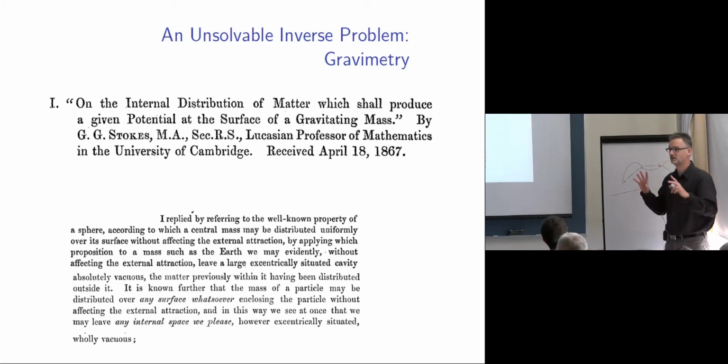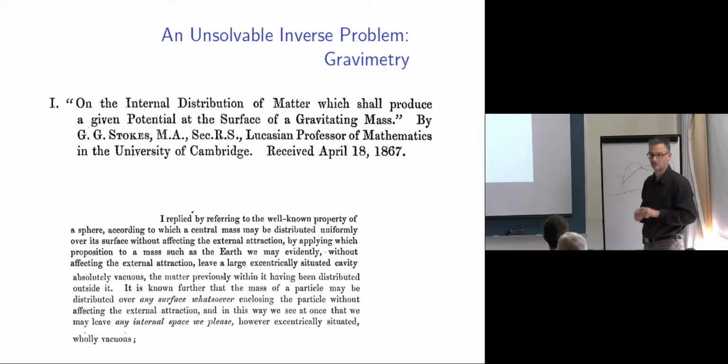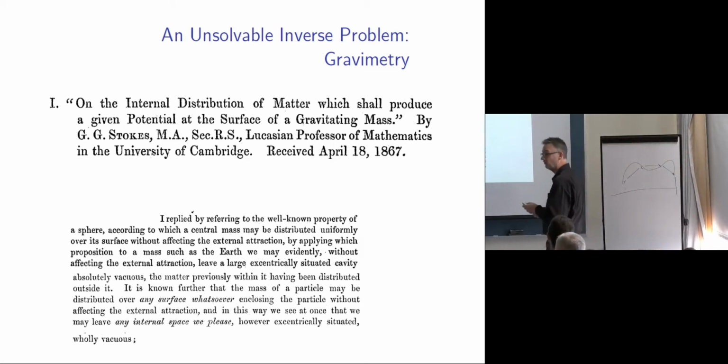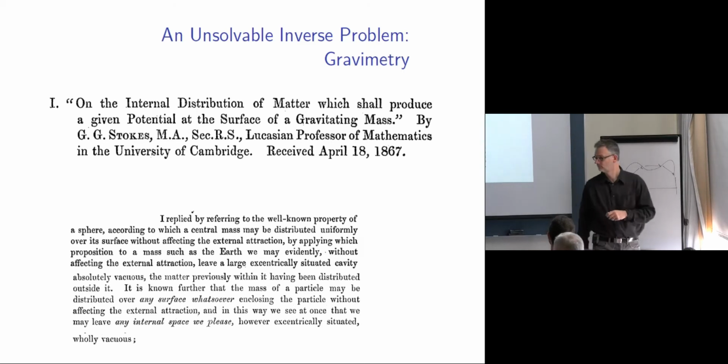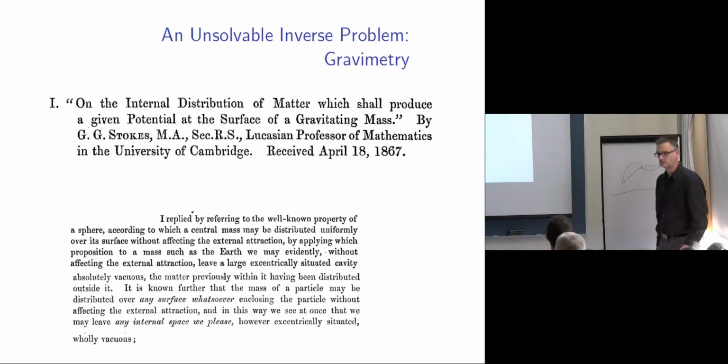Okay, and this is, even if we know the gravitational field at every point on the surface of the Earth, we can't determine the distribution of matter within the Earth. So that's an unsolvable inverse problem. Good. So back to objectivity.